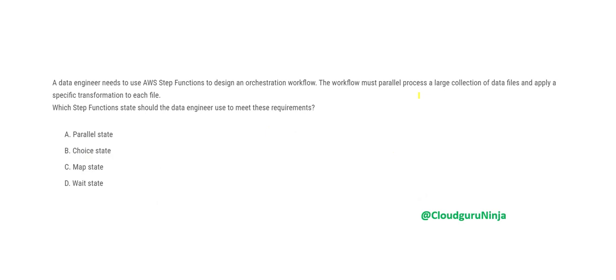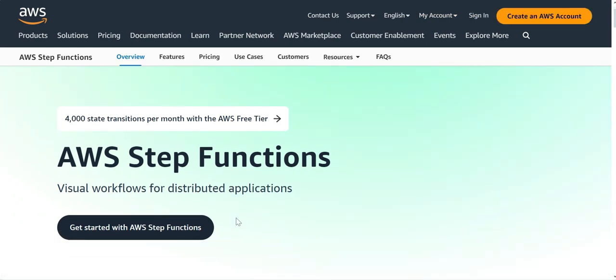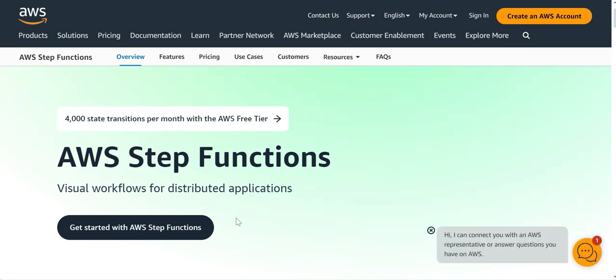So let us jump into the questions. There is a data engineer, they are trying to make use of step functions. So what are step functions? First of all, these are visual workflows. It's like you are saying, okay, I have to do 5 tasks. First I will run task 1, then task 2, then task 4, then task 3 and 5. Okay, if you have any of such sequences to be played, use step functions.